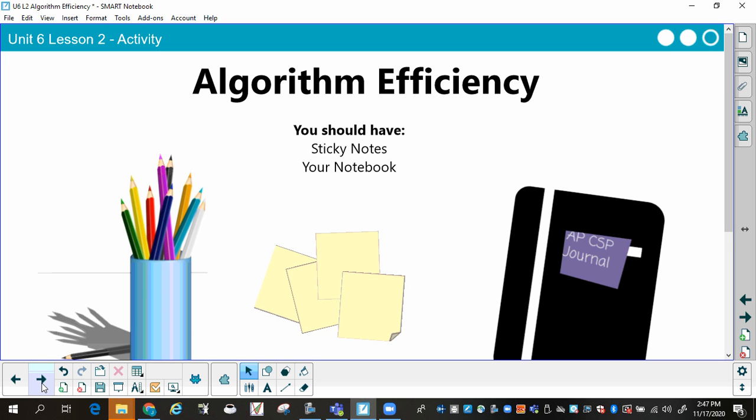Now, we're only going to look at two different searches, linear and binary. There are a number of different searches out there. These are the two which we will focus on. If you go on and you take Computer Science A, you'll do a lot more.